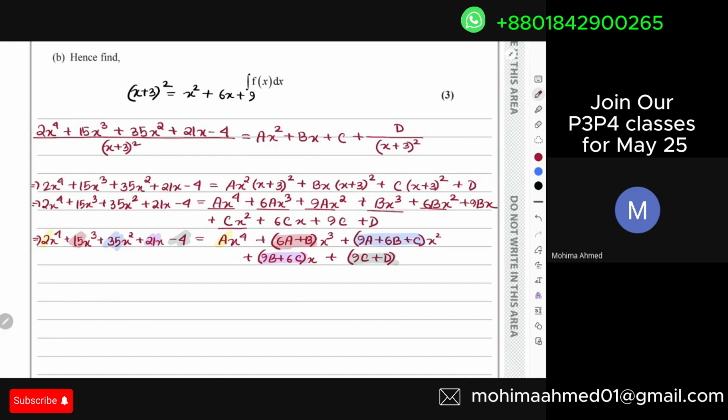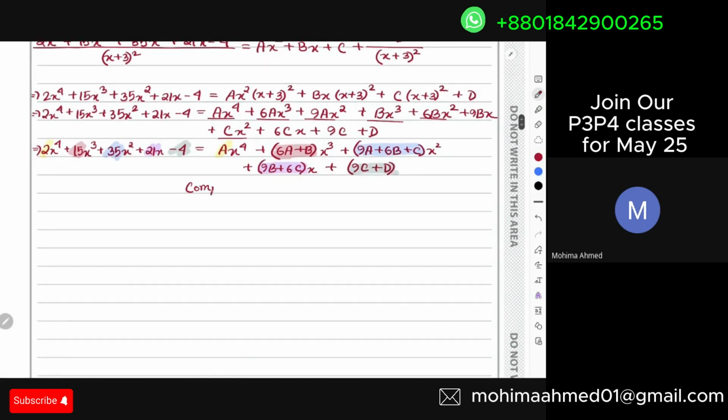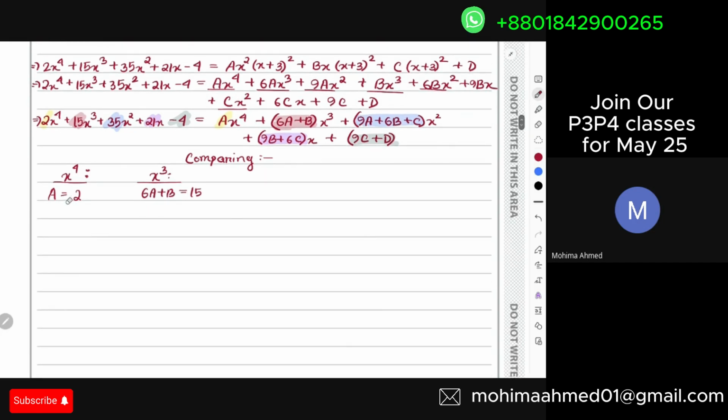That means I have to start with comparing. So I'm going to start with comparing a. We get the value for a. Over here, I'm going to write what I'm comparing, the coefficient of x power 4, right? And that leaves you with a is equal to 2. Then again, the coefficient of x power 3. That leaves you with 6a plus b equals 15. I already know the value for a is 2 from the previous x power 4 comparison. So we get b as 15 minus 6 times 2, that's 12. So we get the value for b as 3.